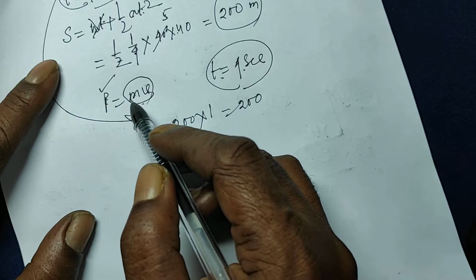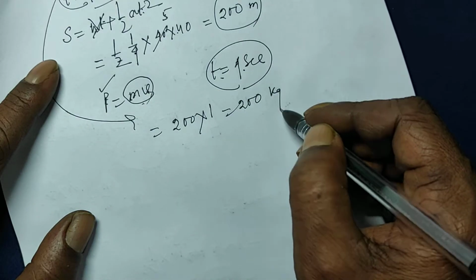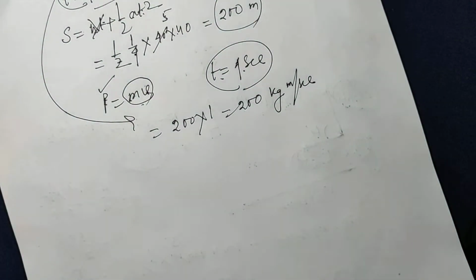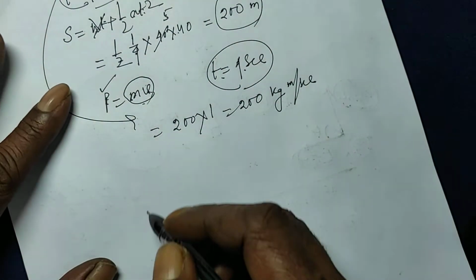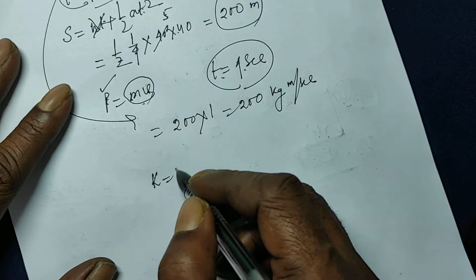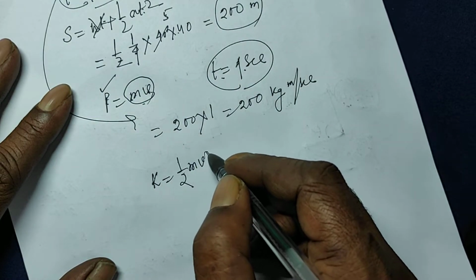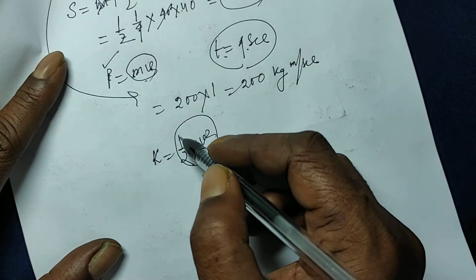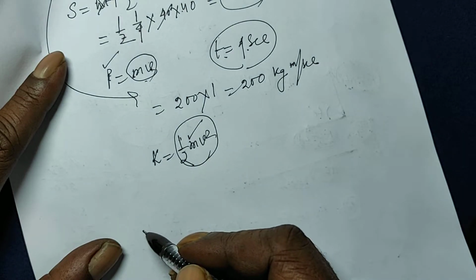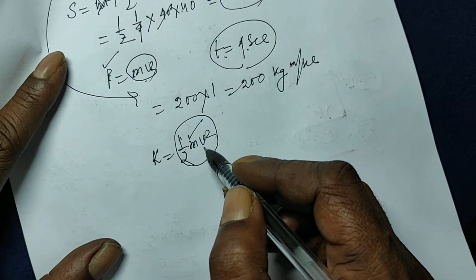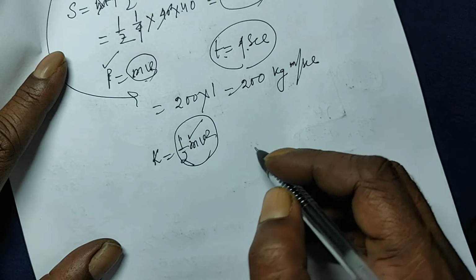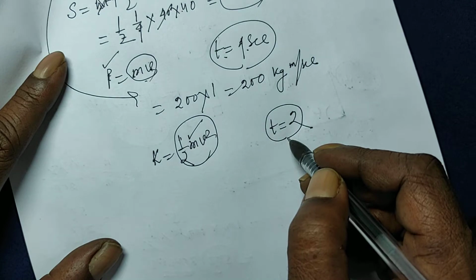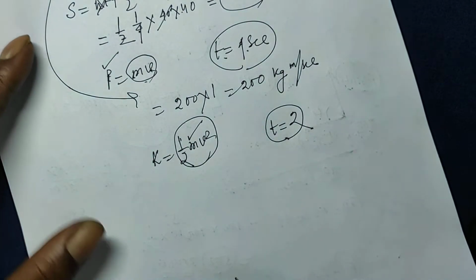And the unit of momentum will be mass into velocity, that is kilogram meter per second. You can also find kinetic energy, which is equal to half m v square. Since it started from rest, half is constant, m is constant. Then you have to say kinetic energy at what time? Let's say at t is equal to 2 seconds. Then for t is equal to 2 seconds, you have to first find the velocity.